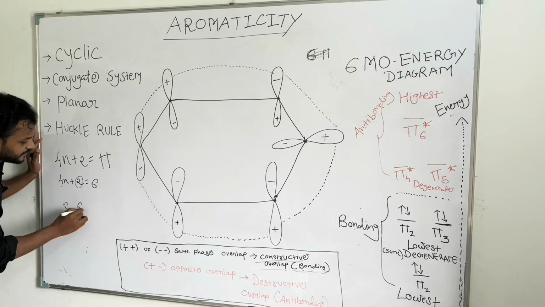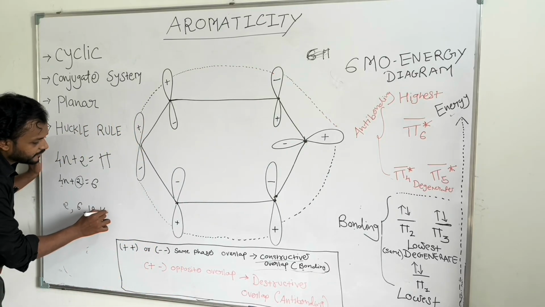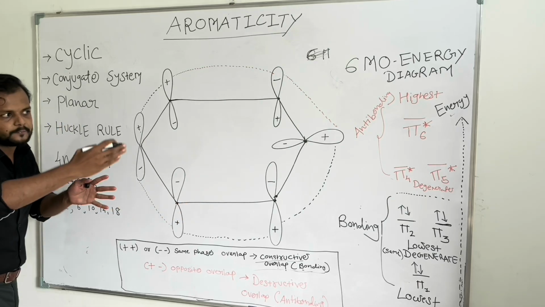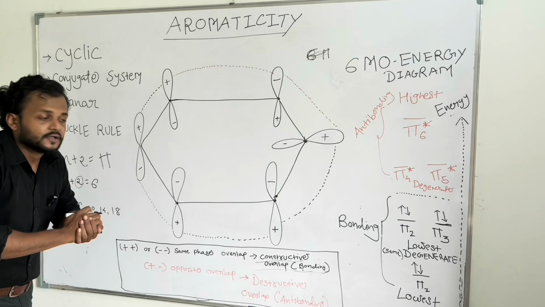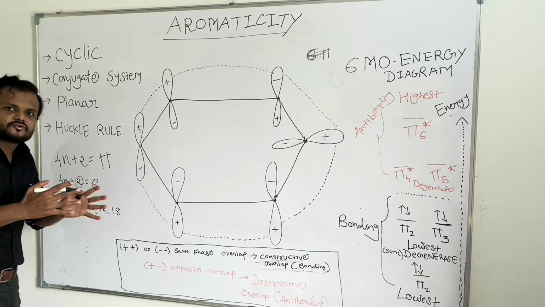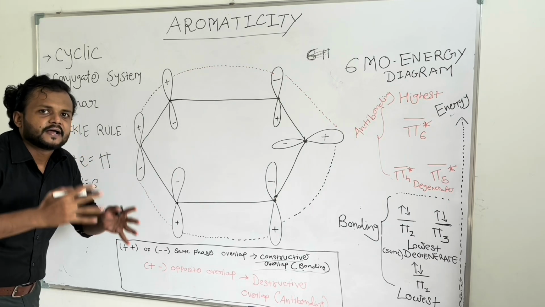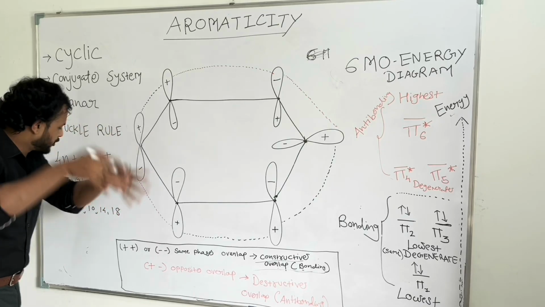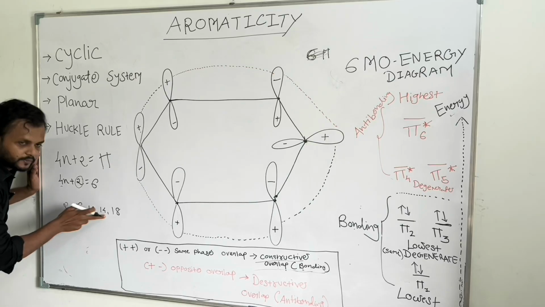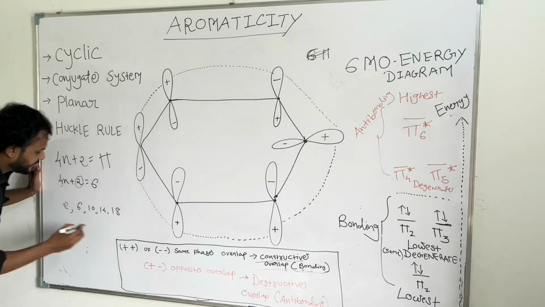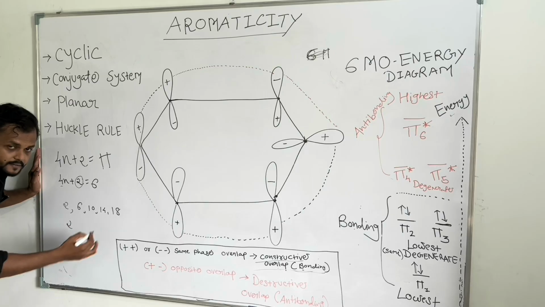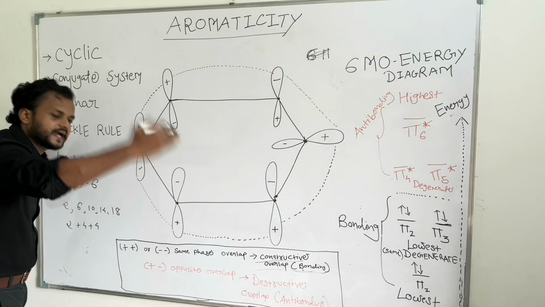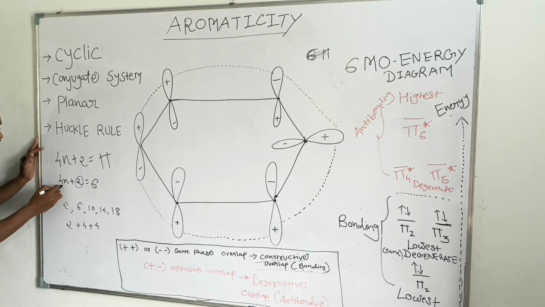2, 6, then 10, 14, 18. If this pattern continues, that antibonding orbital will never be filled. And so this pattern is very important for stability, for calling the compound aromatic. So 2, 6, 10, 14, 18. What's the pattern again? It's 2, then plus 4, plus 4, so 4 is added every time, so that's why this 4 is derived.